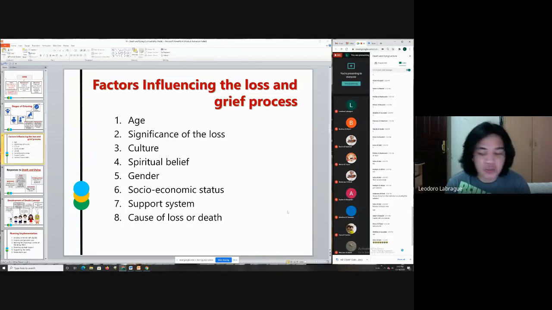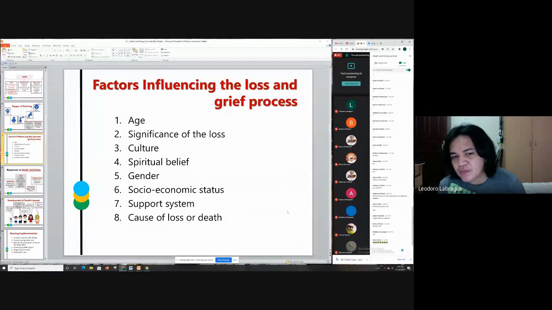Cause of loss or death. I need male students to answer this time. How does the cause matter? The person died because of an accident. The person died because of disease. The person died because of old age. How does the cause of loss or death influence the grieving process or loss?